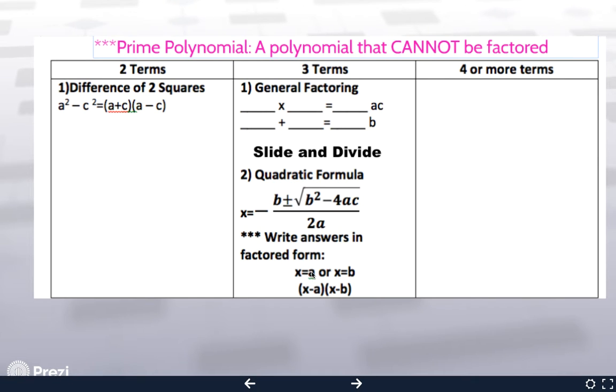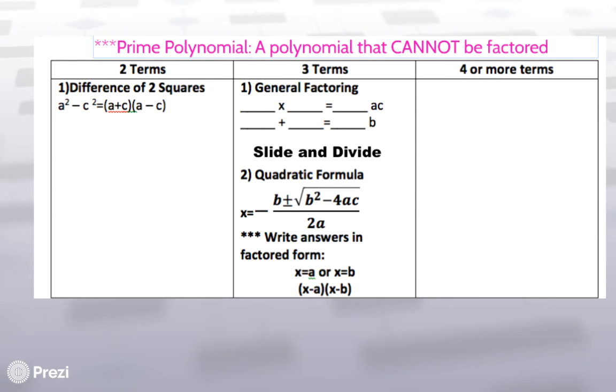So if you get a positive number in here, it will be negative. That's why it's x minus a. And if you have a negative number in here, it will be positive. So if this would have been like a negative b, in your parentheses, you change the sign and turn it to a positive b.